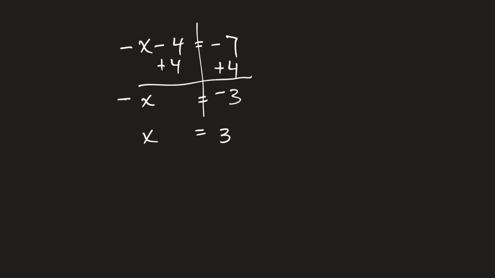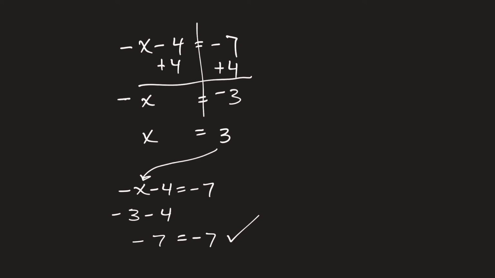And we can show that this is right because we could plug it into our original equation. It was negative x minus 4 equals negative 7. I could plug 3 into here. So that'd be negative 3 minus 4. What is that? That's negative 7, and that is our target. So it worked. Now, that's one way of looking at it: what you change on one side, you have to do to the other side. You have to change the sign.